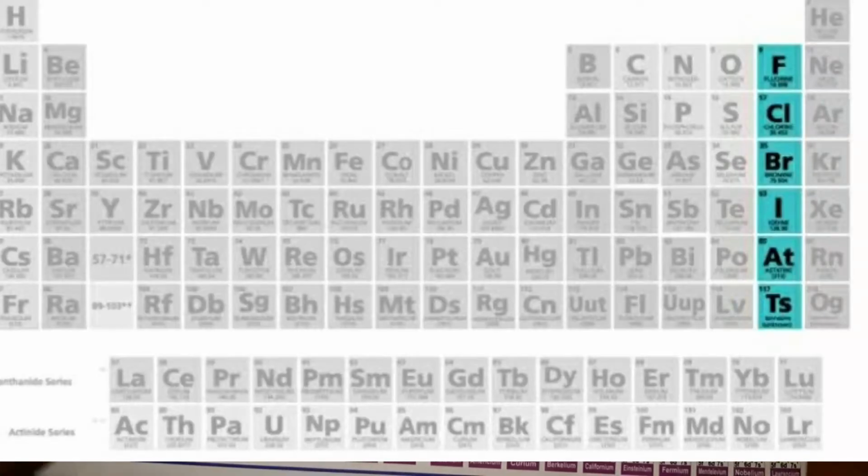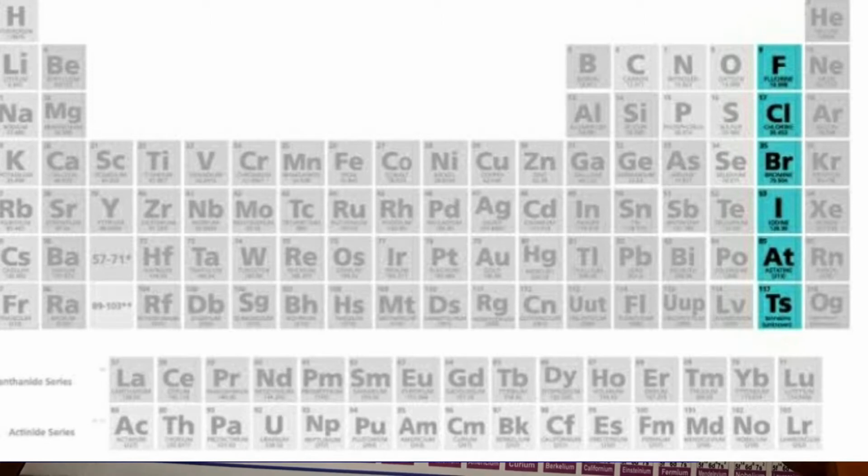Here we have the 17th group elements, which are called halogens, children. The 17th group elements are called halogens like fluorine, chlorine, bromine, iodine, astatine. These are called halogens, children. And these are non-metals except astatine. Astatine is a radioactive metalloid. It shows both metallic and non-metallic characteristics.